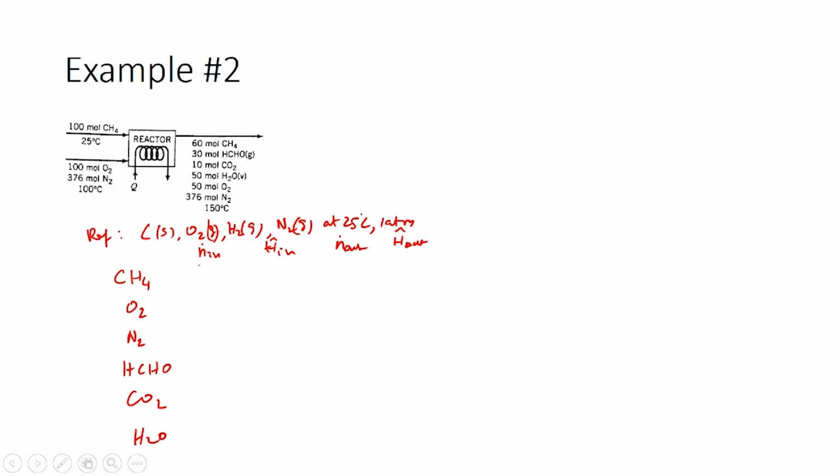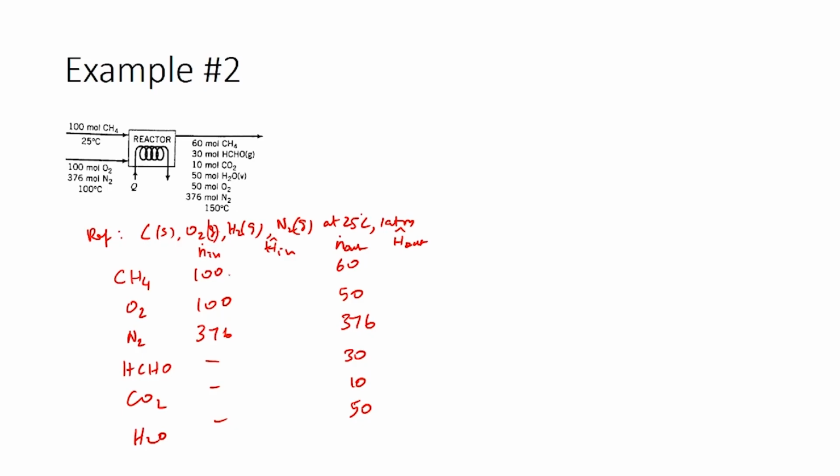So, let us write down the molar flow rates. You have 100 moles of methane, 100 moles of oxygen and 376 moles of nitrogen which are coming in. You do not have any moles of formaldehyde, carbon dioxide or water coming in. So, in the exit stream you have 60 moles of methane, 50 moles of oxygen, 376 moles of nitrogen, 30 moles of formaldehyde, 10 moles of carbon dioxide and 50 moles of water, all leaving the system.